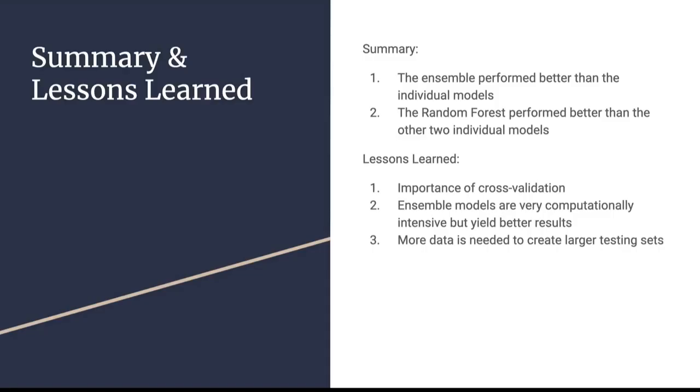To summarize the findings, the ensemble model performed better than the individual models. That was shown through cross-validation. The random forest performed better than the other two individual models, the KNN classifier and the support vector machine, and that was also shown through the ROC and AUC as well as through cross-validation.